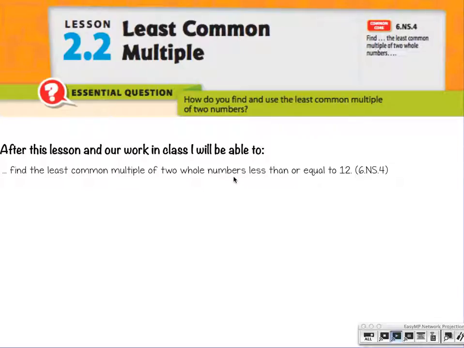Alright, so after this lesson, I will be able to find the least common multiple of two numbers that are less than or equal to 12. Right, so here we go.